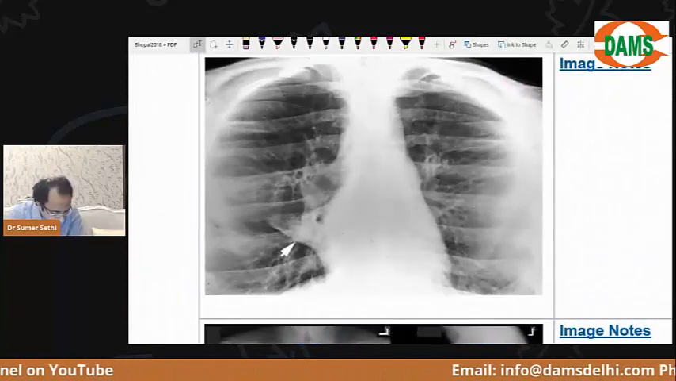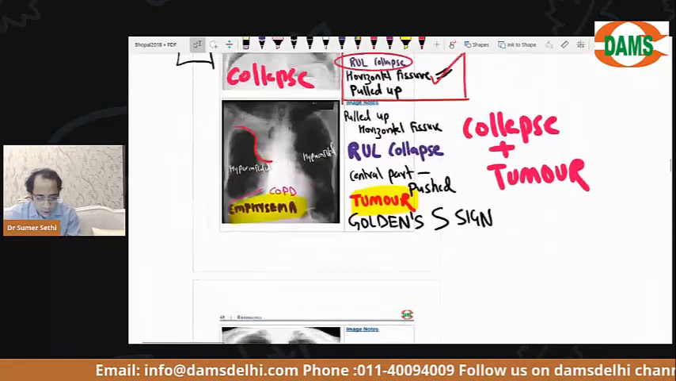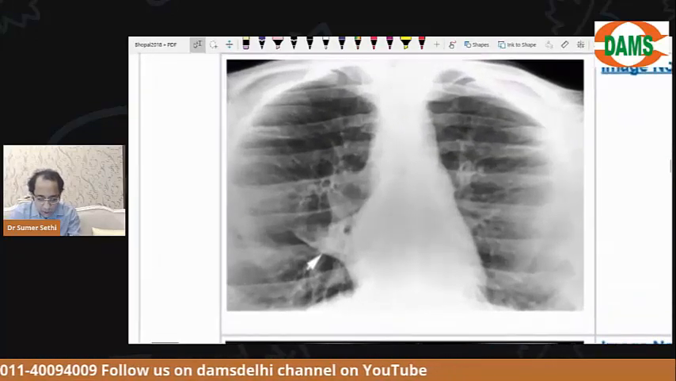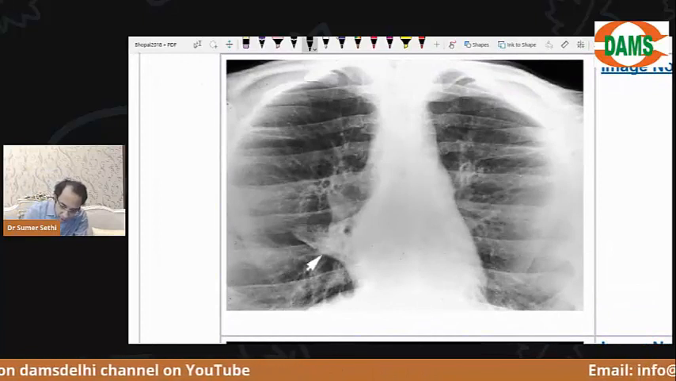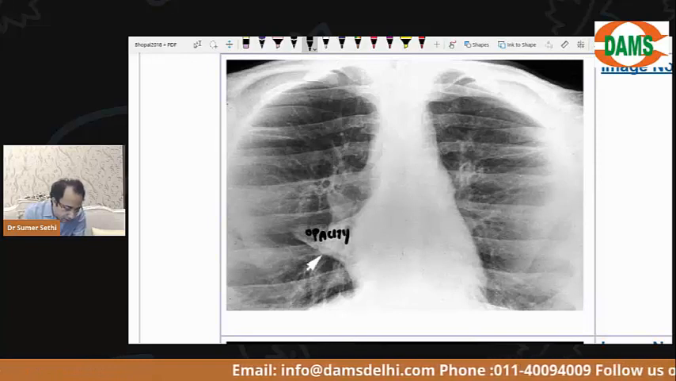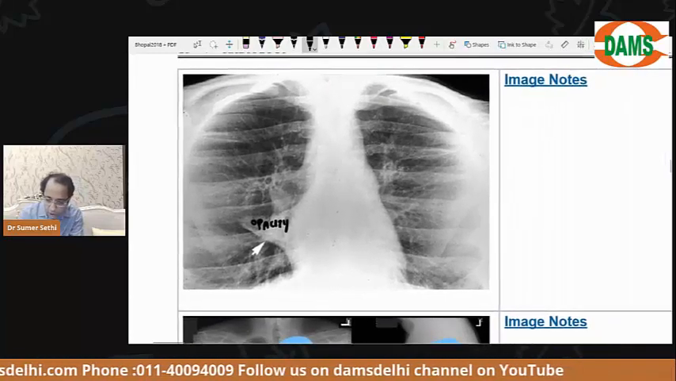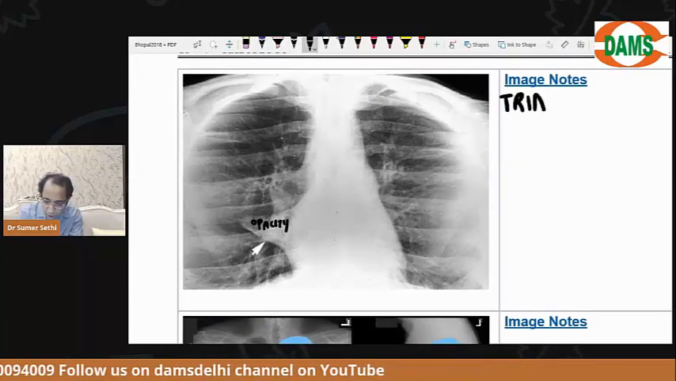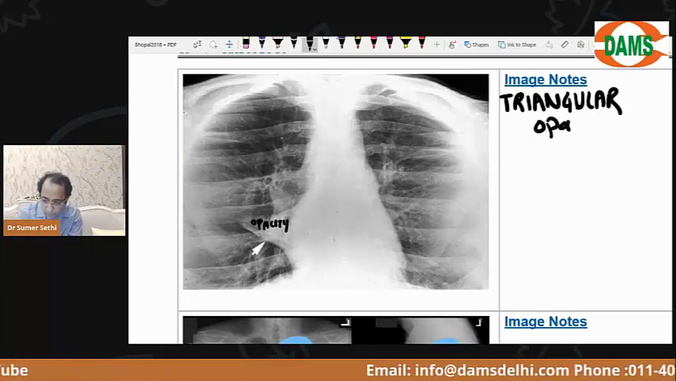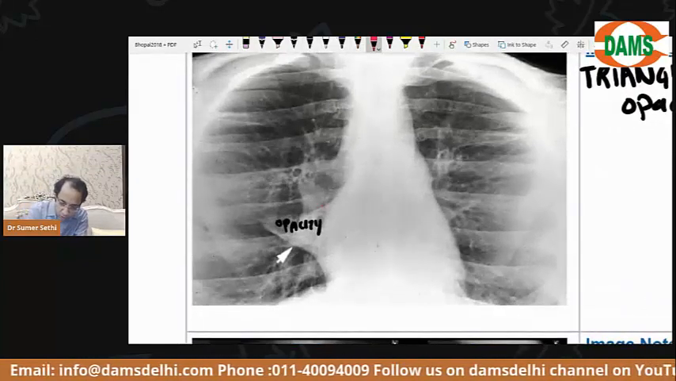In the next X-ray, what I want you to tell me is, where is the disease located? So in the next X-ray, you can see there is an opacity. Where is the opacity located? There is a triangular opacity. This is the shape of the opacity. This is how we call it a triangle.